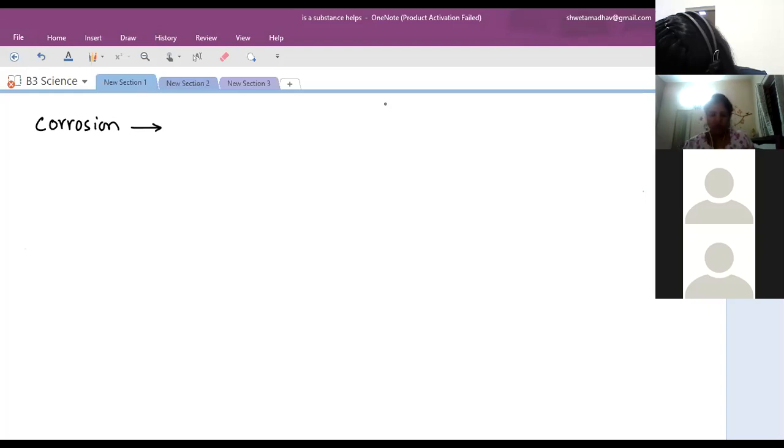Yes, ma'am. So a proper definition is eating up, EAT, not heating. It's eating up of a metal when it is exposed to atmospheric gases like oxygen, moisture, carbon dioxide, oxides of sulfur, etc., and gets converted into oxides or hydroxides or carbonates, etc. That process is called corrosion. So rusting of iron is one example of corrosion.